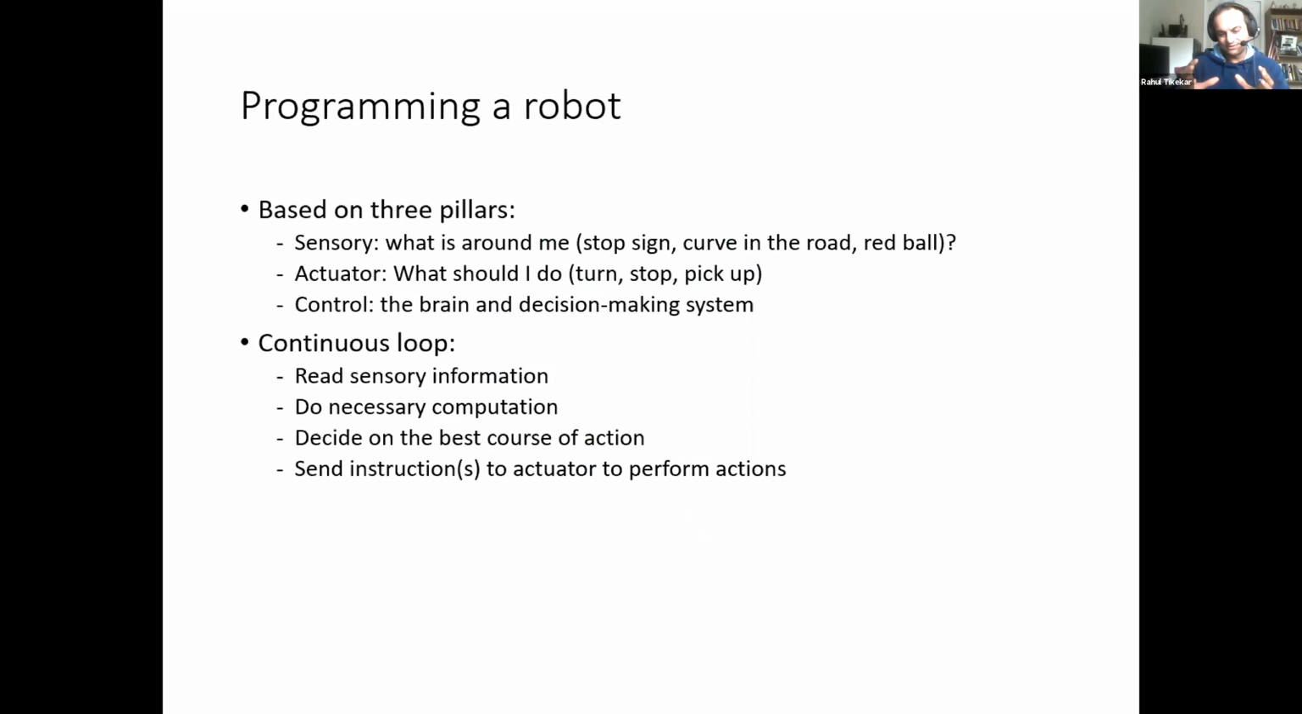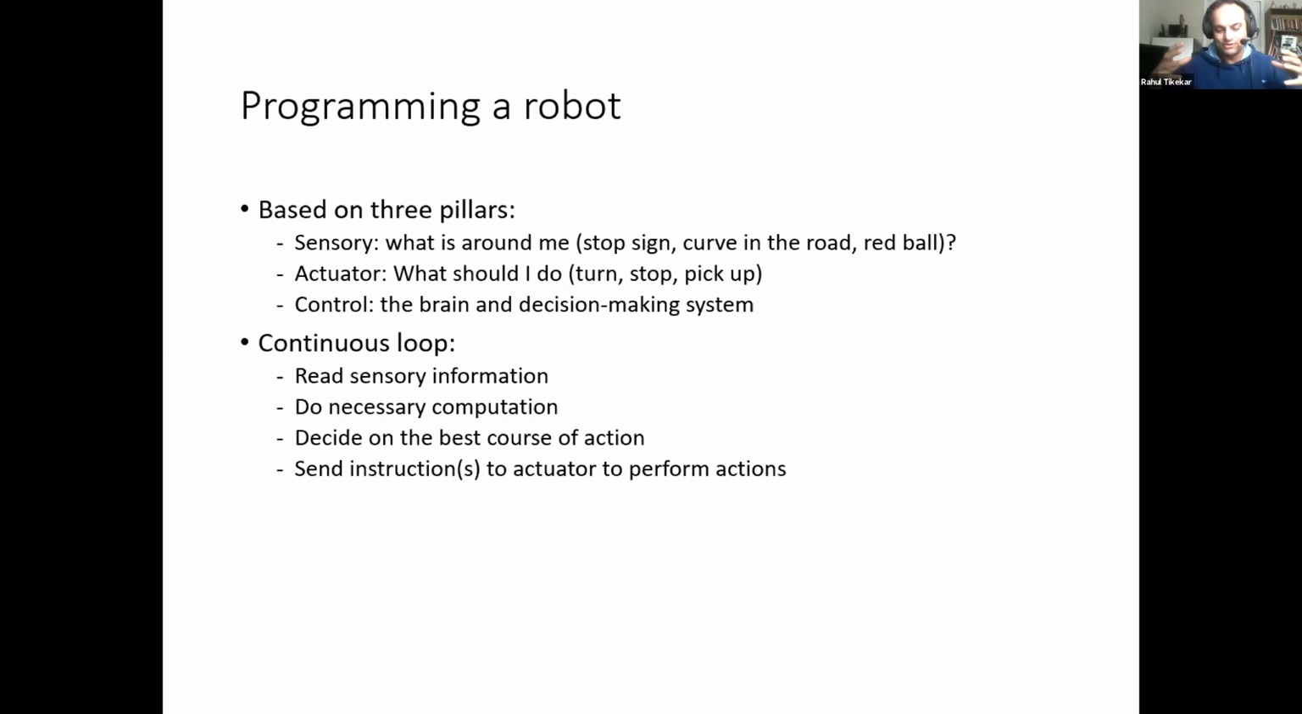So then when you take that robot, the programming aspects are based on three pillars. Sensory, as I said, what is around me? Could be a stop sign, a curve in the road, a red ball. An actuator, what should I do? Do I turn? Do I stop? Do I pick up? Do I go up, go down? And the control, the brain or the decision-making system.